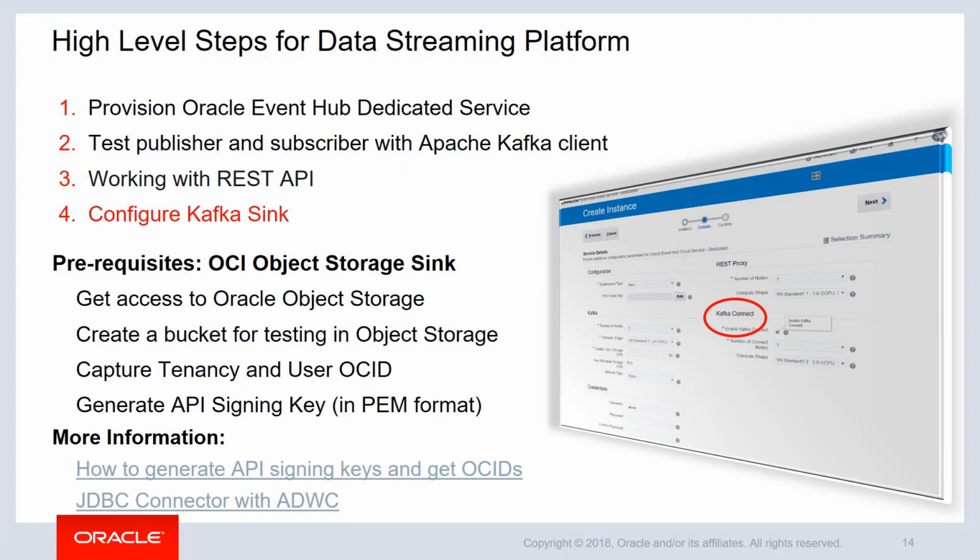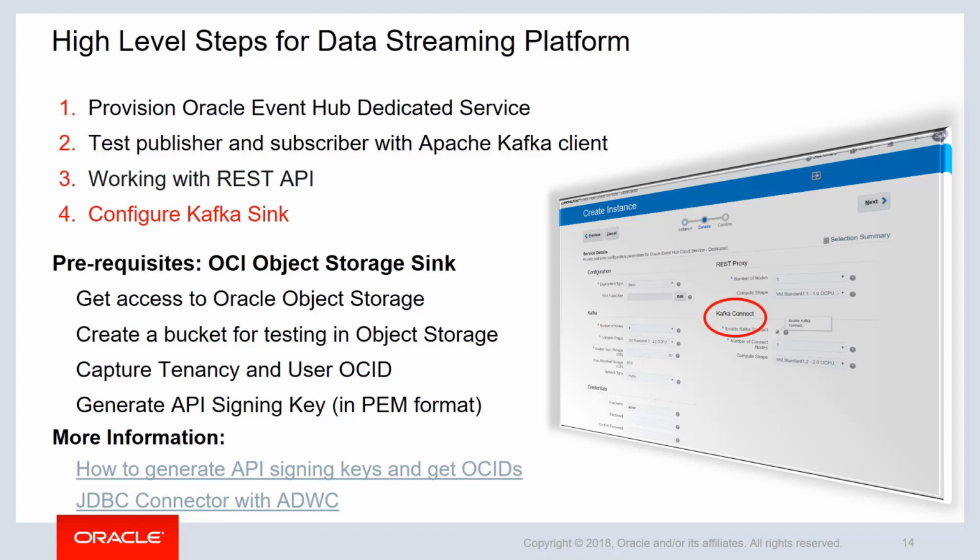As you recall, when we provisioned Event Hub dedicated service, we had specified Kafka Connect. Using this Kafka Connect, we can now configure Kafka Sync. There are many types of Kafka syncs. One of them is the object storage sync. We will talk about the other types of sync briefly on the next slide.